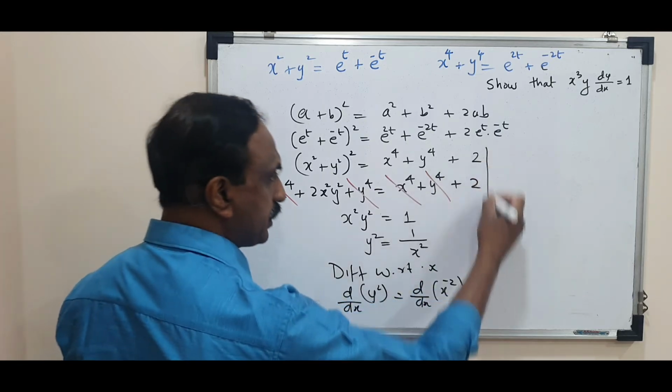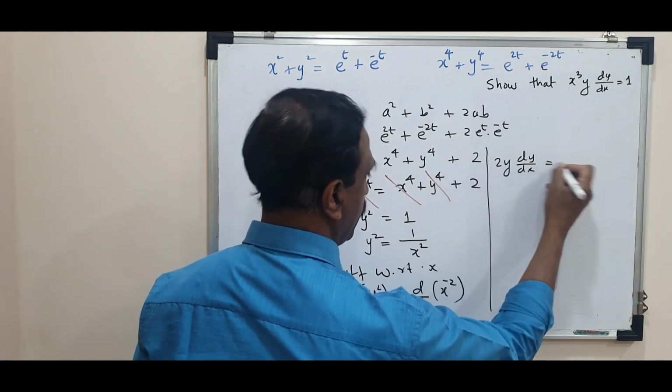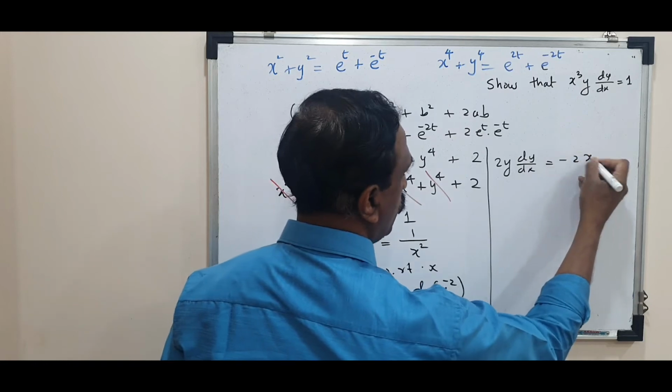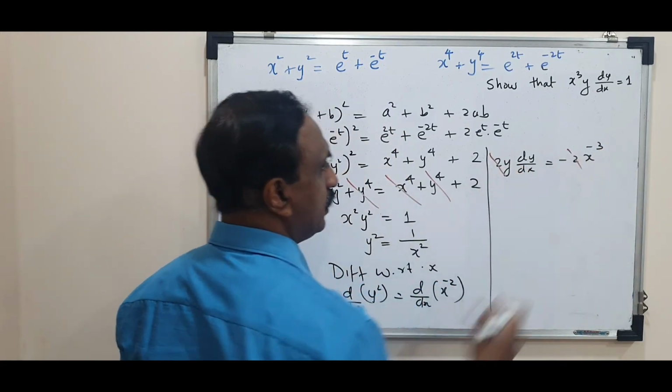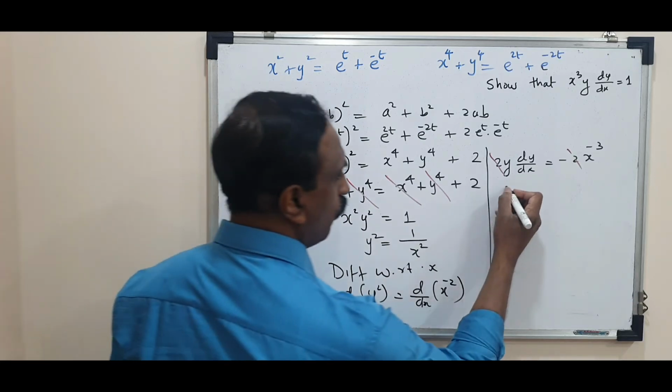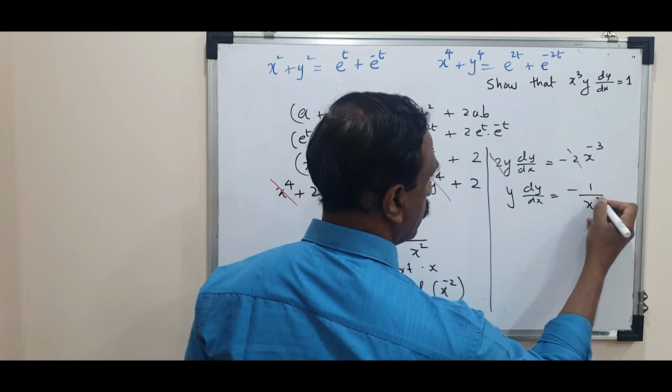When you differentiate this, 2y dy by dx is equal to minus 2 x raised to minus 3. Again, 2 will get cancelled. So you will get the answer as y dy by dx is equal to minus 1 upon x cube.